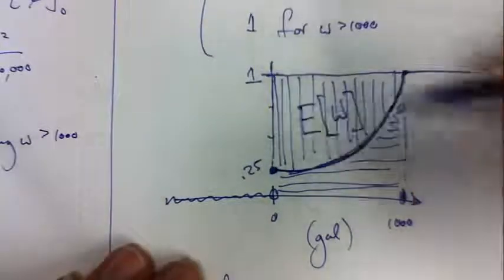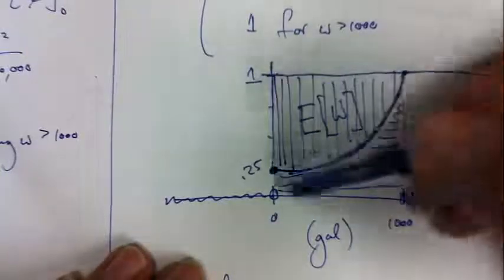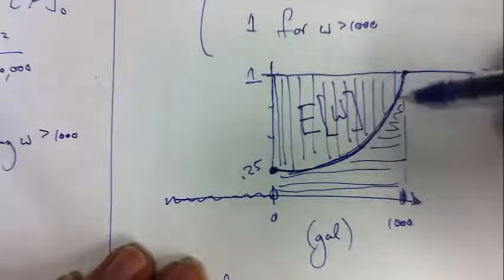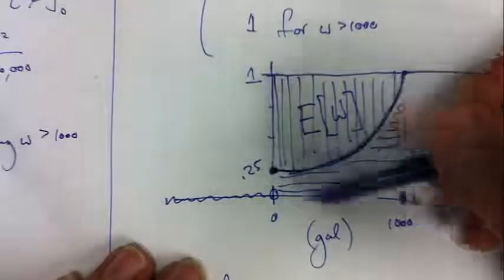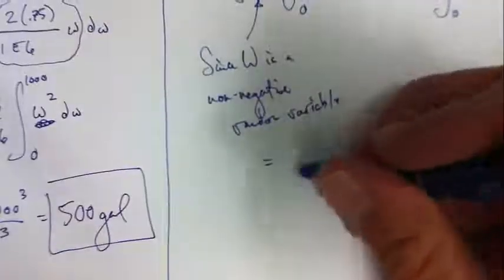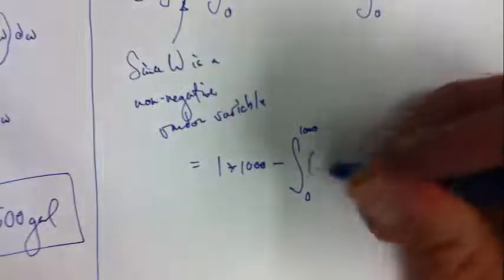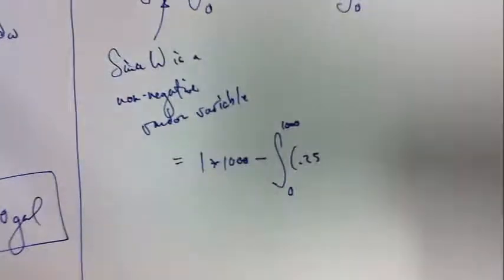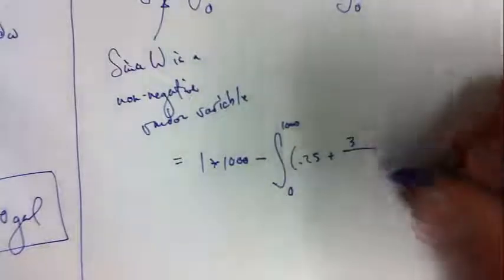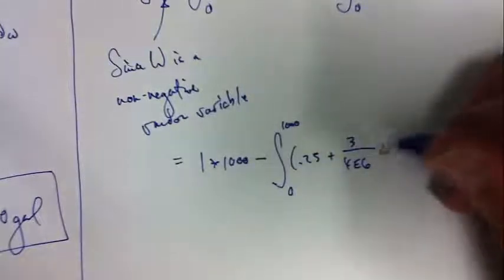So another way that I could get this is I could just take the total area of this rectangle here, which is 1 times 1,000, and subtract off the area that's down here in this funny shape. So maybe I'll try that. This is going to be 1 times 1,000. I'm going to subtract off the integral from 0 up to 1,000 of a quarter plus 3 over 4 million, 4 times 10 to the 6th, times w squared dw. I'm just putting in what my CDF is in there.